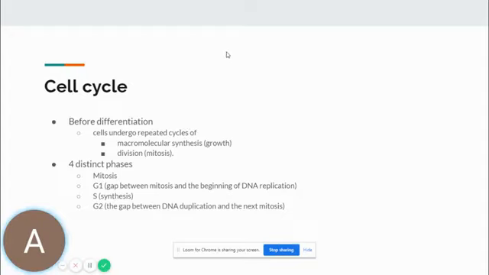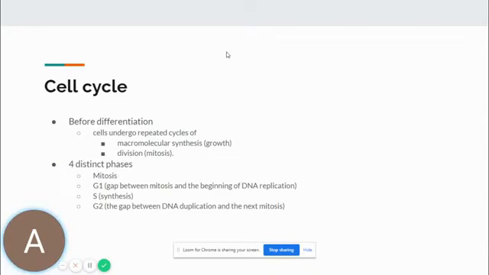We will also briefly discuss the cell cycle because this is part of the chapter in your book. I would encourage you to read on it. We'll just run through the basic steps, but of course the details are in your book. So what is the cell cycle? The cell cycle is your body's way, or the cells in our body, of reproducing. Before differentiation, cells undergo repeated cycles of macromolecular synthesis, growth, and division or mitosis. So synthesis and division.